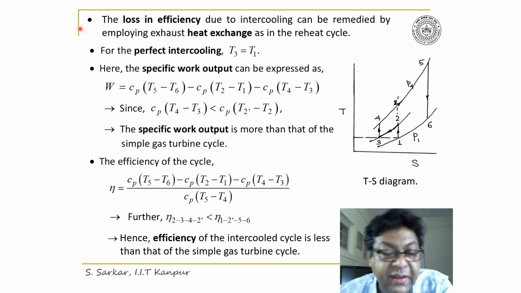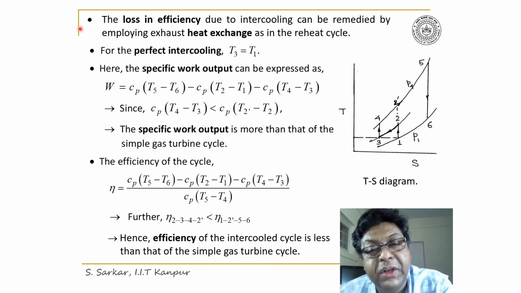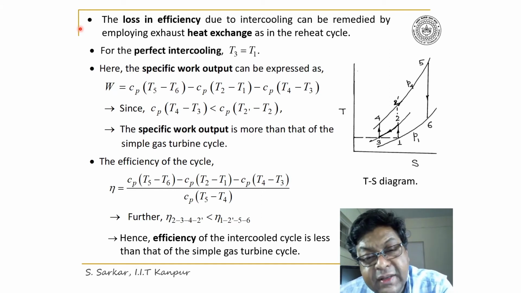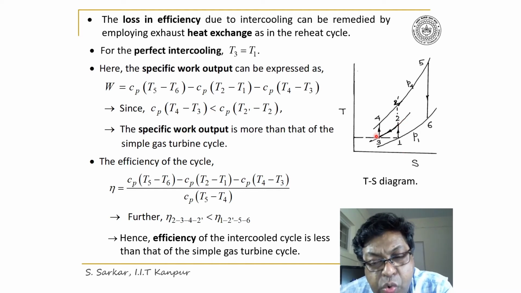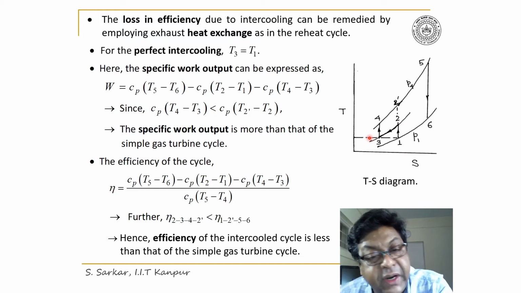Further, I'd like to express that the loss in efficiency due to intercooling can be compensated by providing a heat exchanger and thereby utilizing the exhaust heat. Furthermore, for perfect intercooling, we can say T3 is equal to T1. That means after compression, it is cooled again to the same temperature at constant pressure.